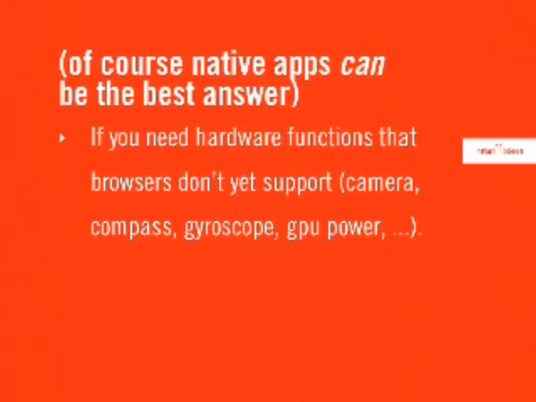Of course, I want to say native apps can also be a good solution. I'm putting everything a bit extreme, but if you need hardware functions that are not yet supported in browsers, then of course a native app can be a very good solution to a problem. I'm thinking about if you need a compass, a camera, a gyroscope, GPU power, so for games or navigation apps, a native app is still the best solution.